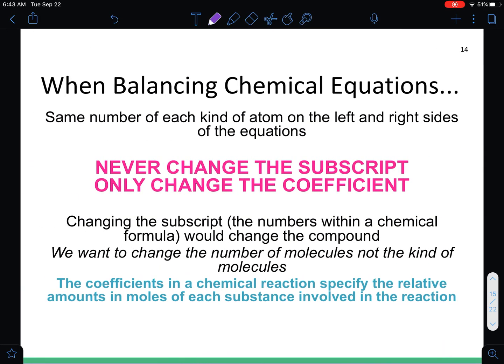Oops, went a little too fast. And when you're going about balancing, the only thing that you can change is the coefficient. You can't change the subscript because that would be changing the chemical equation.